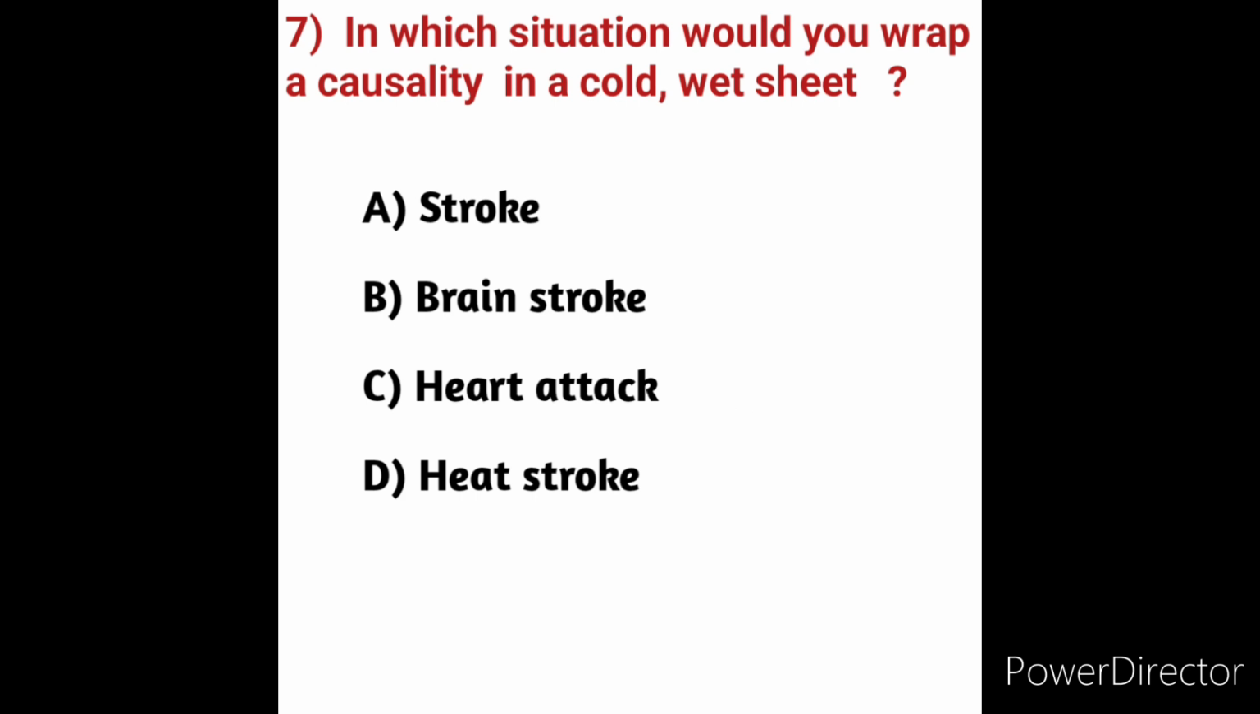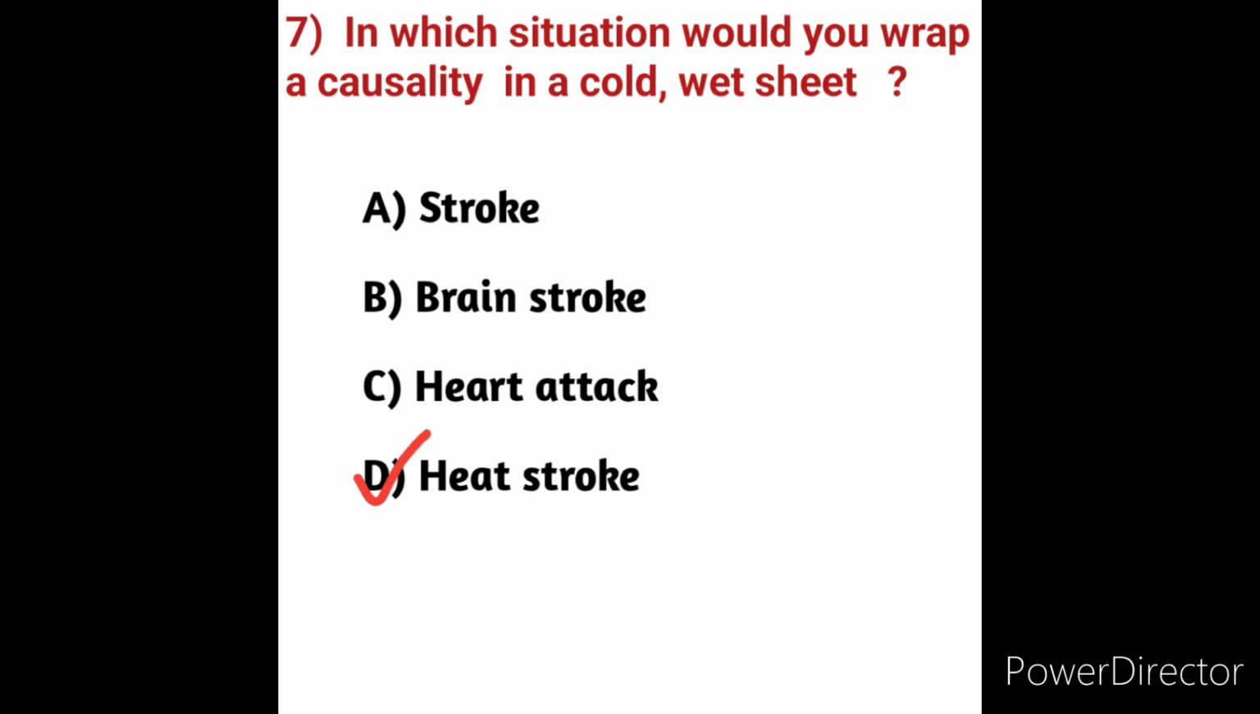Move them to a cool place, call 999, and wrap them in a cool wet sheet until the temperature reduces to 37.5 degrees Celsius. There is a quick test anyone can do if you think someone is having a stroke. It is also called the FAST test. We wrap a casualty in a cold and wet sheet in option D, the heat stroke condition. Here option D is the correct answer.